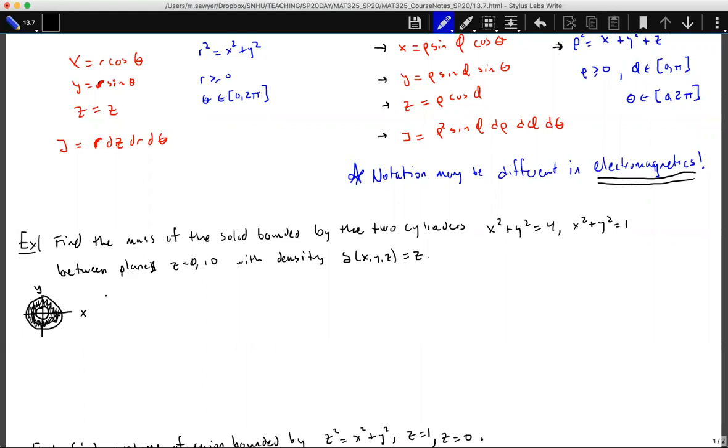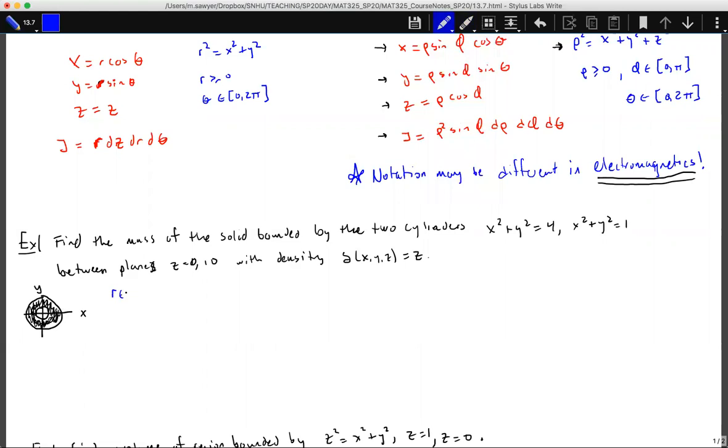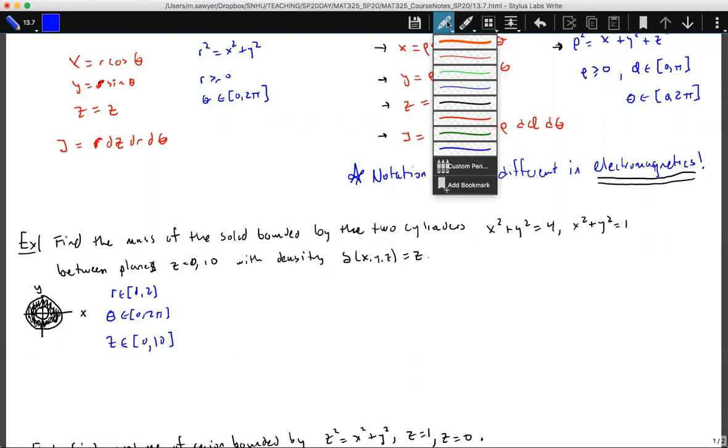If we think about this as two circles, our radius goes between 1 and 2 at the edge of our circles. Our theta goes around the circles, so between 0 and 2 pi, and our z goes from the height of 0 to 10. Using cylindrical coordinates means we don't have to worry about any square roots for our x and y functions. So then we set up our integral here.